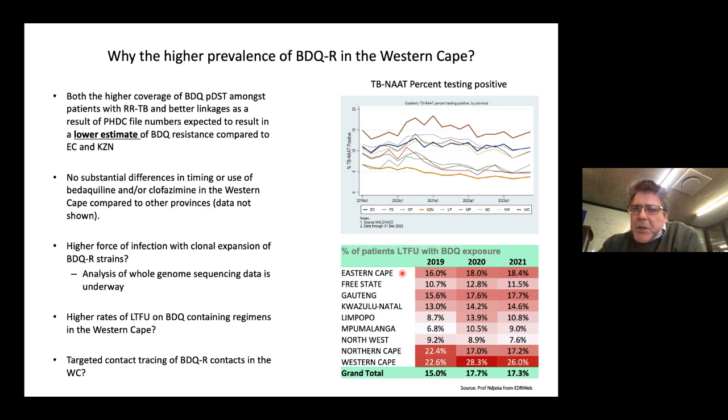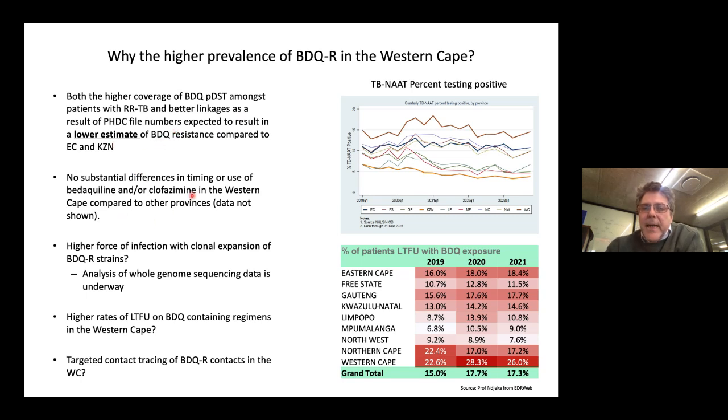So I suppose this asks the question why the higher prevalence of bedaquiline resistance in the Western Cape, and I don't have an answer. Sometimes the answers lie outside of the data that are available to us, but I have some ideas of potential hypotheses. The first thing to note is that both the higher coverage of bedaquiline PDST amongst patients with rifampicin resistant TB and better linkages within the Western Cape as a result of the Provincial Health Data Centre file numbers, I would have expected this to result in a lower midpoint estimate of bedaquiline resistance compared to the Eastern Cape and KwaZulu-Natal, but actually we find the opposite in the Western Cape.